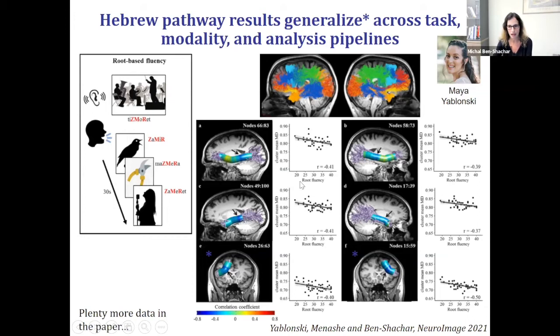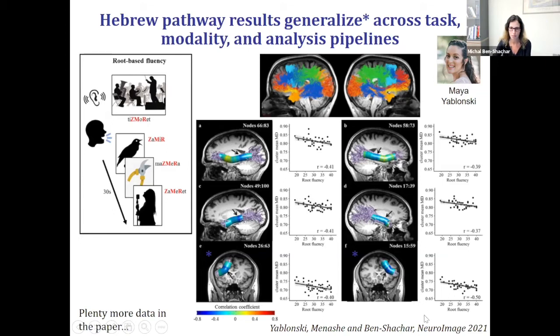We can see that there's a striking correlation between their ability to produce many words and the properties of the bilateral ventral tracts again: the bilateral inferior frontal occipital fasciculus, IFOF, the bilateral ILF, and several other pathways showing this effect. Interestingly, I put an asterisk next to generalize, because other than this generalization, we also found an association this time in one dorsal stream pathway, the frontal aslant tract.